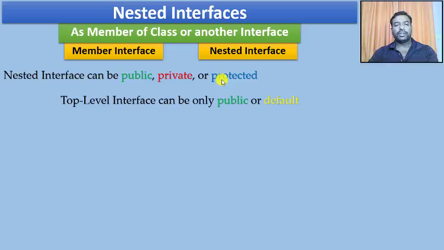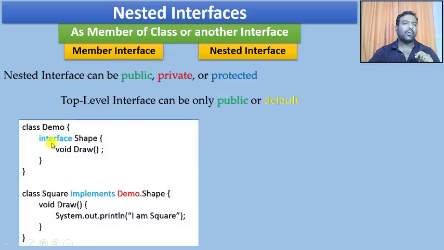So remember this point. Now for example, I'm going to have class demo and interface shape. Inside this class, I am defining an interface. Now this interface becomes the member interface, or nested interface, for the class.